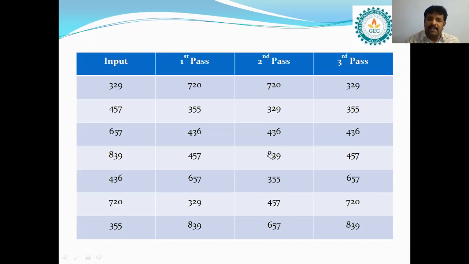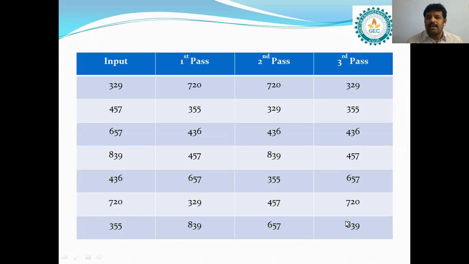After that, find out the next smallest number, that is 7. So write 720 here, and the next smallest is 8. So 839 right here. So after the third pass, we have to check that all these elements are in the sorted order or not. Now all these elements are in the sorted form, right?